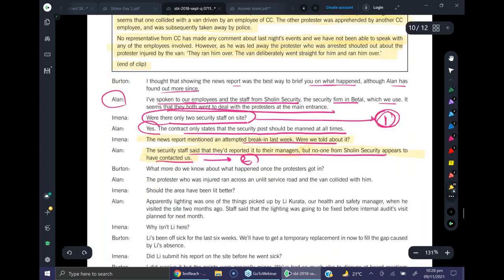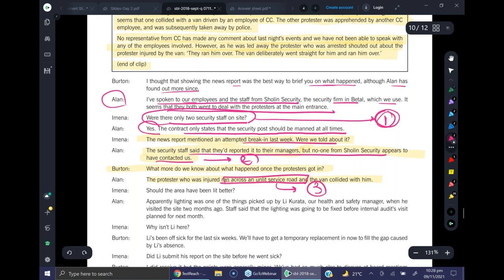Burton, what more do we know about what happened once the protesters got in? Exactly, they can have a close check on CCTV footage, maybe on a sample basis, and not only rely on guards. Absolutely fine. Okay, so what more happened? Alan said the protester who was injured ran across an unlit service road and the van collided with him. So another control weakness, the unlit service road. Third problem.